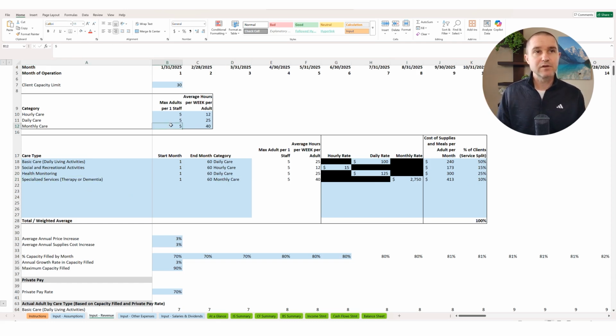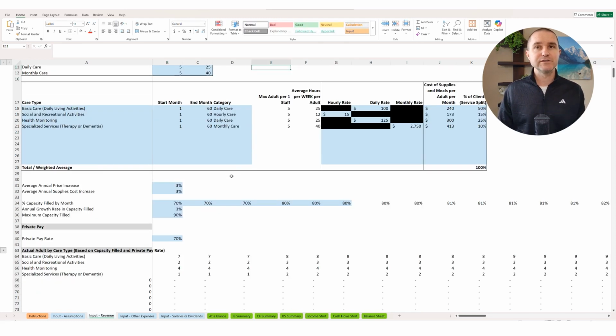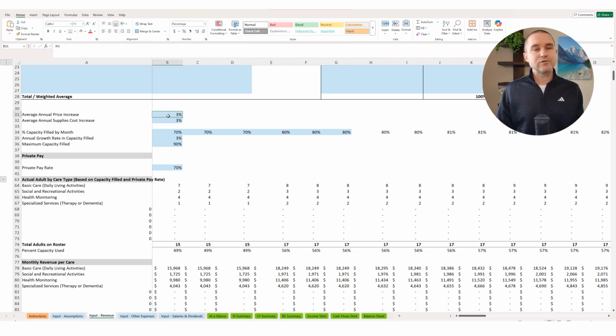And so this might be a situation where you'd say the max adults per 1 staff for the monthly care, because it's more intensive, maybe it's like 1 to 3, for example, right? You could have a 1 to 3 ratio. So you can change that. You can set an annual inflation rate and an annual cost rate. So a price and a cost inflation rate here.